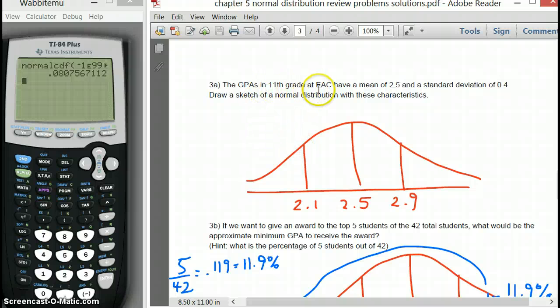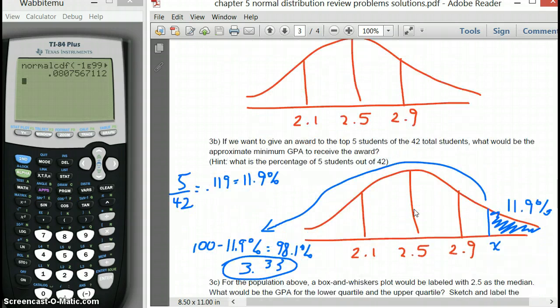The GPAs in 11th grade of the EAC have a mean of 2.5 and a standard deviation of 0.4. Draw a sketch of the normal distribution with these characteristics. 2.5 goes in the middle. 2.1 is 2.5 minus 0.4. And the standard deviation line above is 2.5 plus 0.4, 2.9.